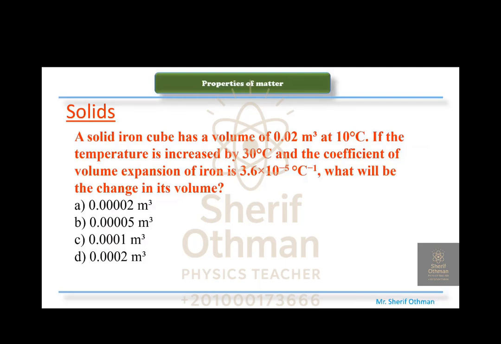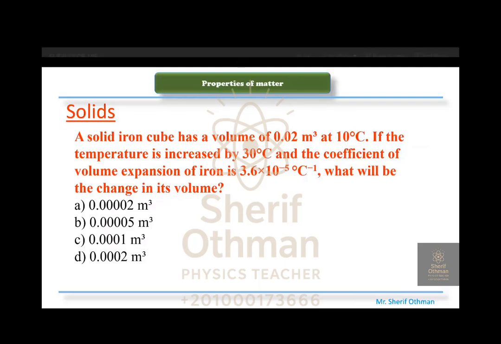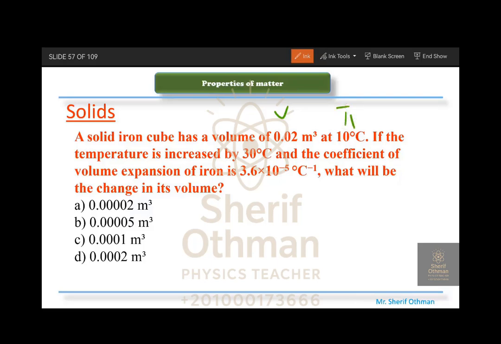An iron cube has a volume of 0.02 meters cubed. Here is the volume, guys, at 10 degrees. If the temperature increases to 30 degrees, so it increased by 20 degrees, V2. So delta T is 20 degrees. And the coefficient of volume expansion is 3.6 times 10 to the power negative 5 per Celsius. What will be the change in the object's volume?